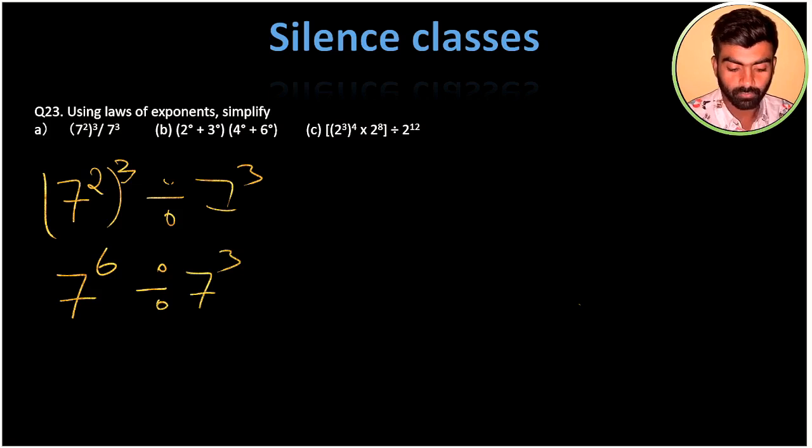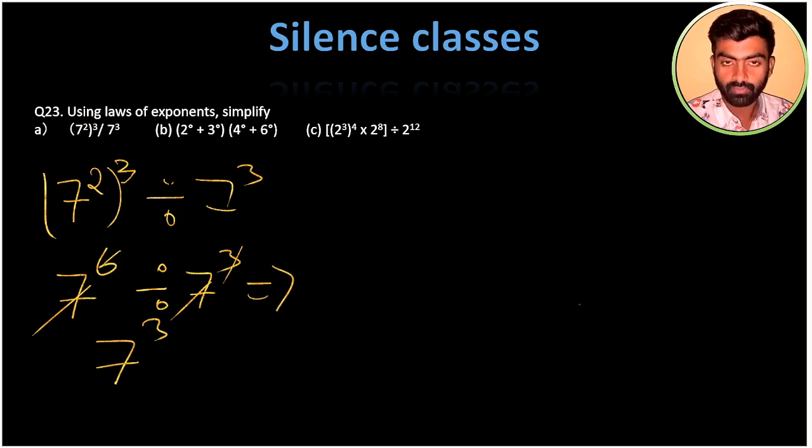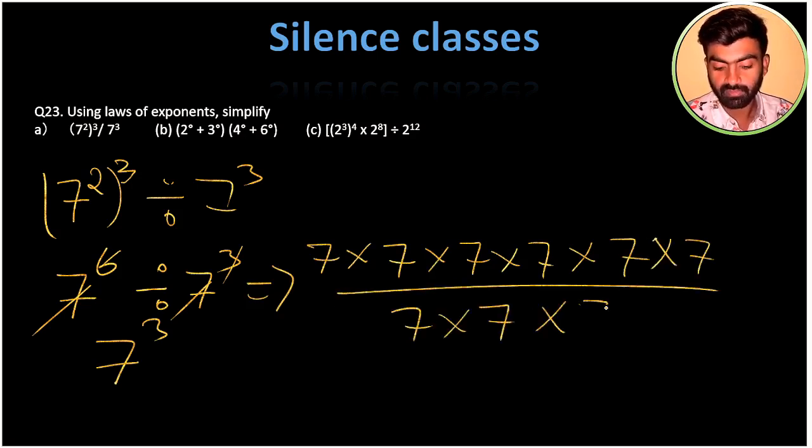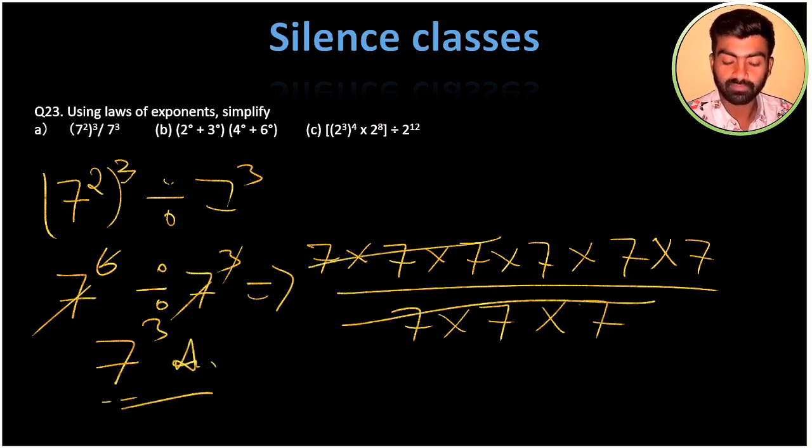Once we divide it, from 7 we can subtract 7, which means 3. So we will get 7 to the power 3. How did it come? We can write it down: 7 multiplied by 7 multiplied by 7 multiplied by 7 multiplied by 7, like this, multiplied by 7 six times, divided by 7 multiplied by 7 multiplied by 7. So we can cut 7 from this 3, so we get 7 to the power 3, and this is the answer.